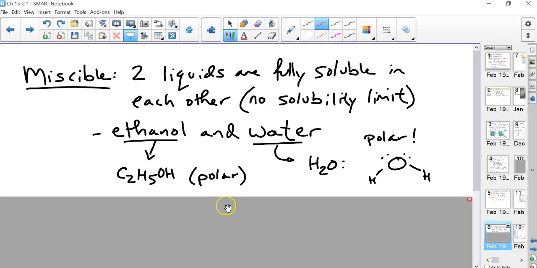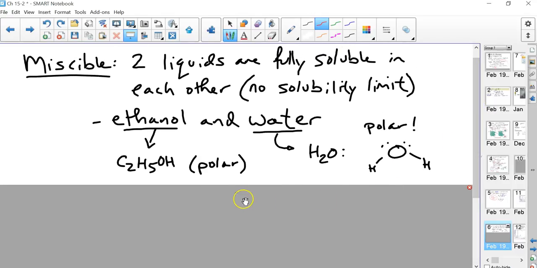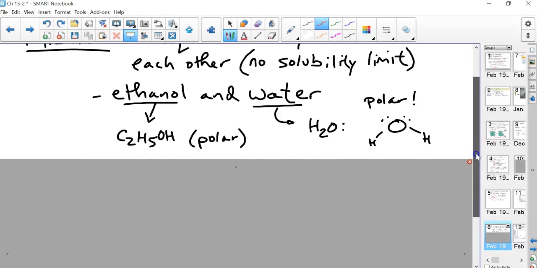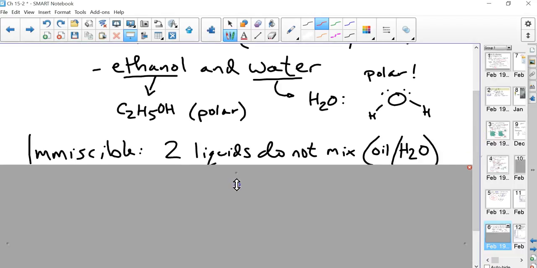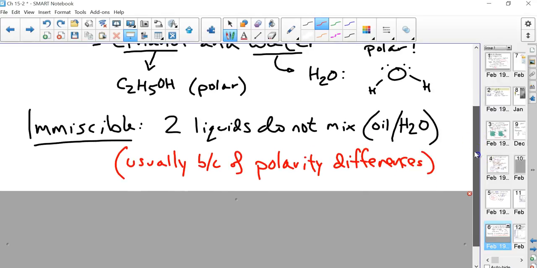There is literally no limit to the solubility of ethanol you can pour into water. And that's, once again, because they are both quite polar. So they mix well in each other. Of course, if there's miscible, there's something that's called immiscible. And immiscible liquids are 2 liquids that do not mix at all. And normally that's because of big differences in polarity. A great example of two immiscible liquids is oil and water.